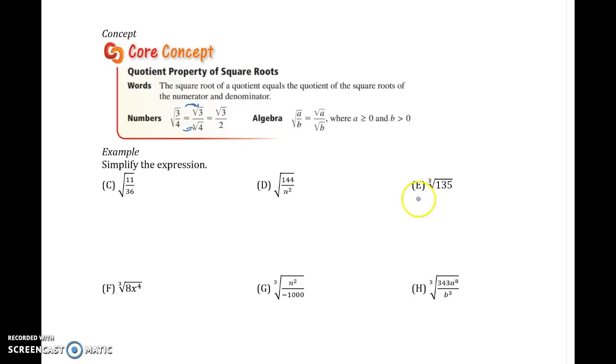Okay? And then we're going to look at these cubic roots. And the only difference here is now we have an index of 3, so we're looking for groups of 3. So let's go ahead and do a few of these examples, and then you guys can try some on your own.